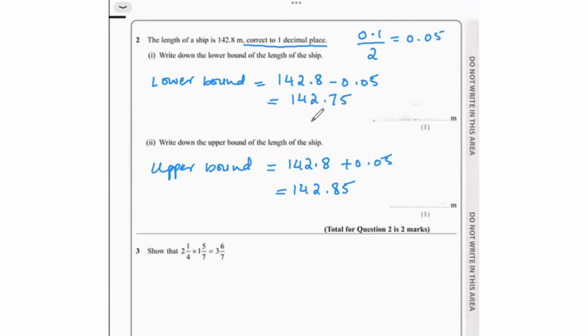So as you can see, it was just 2 steps. First step is to identify the place value of what it's correct to. So the place value of one decimal place is 0.1. Then you divide it by 2, and whatever value you get, you add and subtract for the upper and lower bound. For the upper bound, you add the value to the given value, and for the lower bound, you subtract it. And you have your answer, simple as that. So this was the basic type of upper bound and lower bound question you can get.